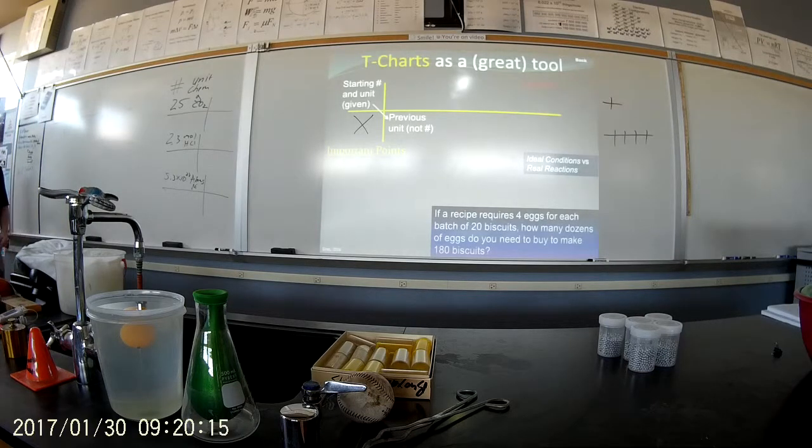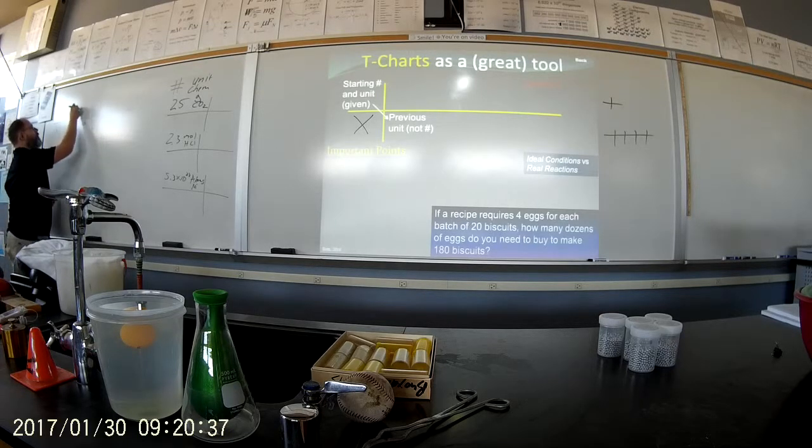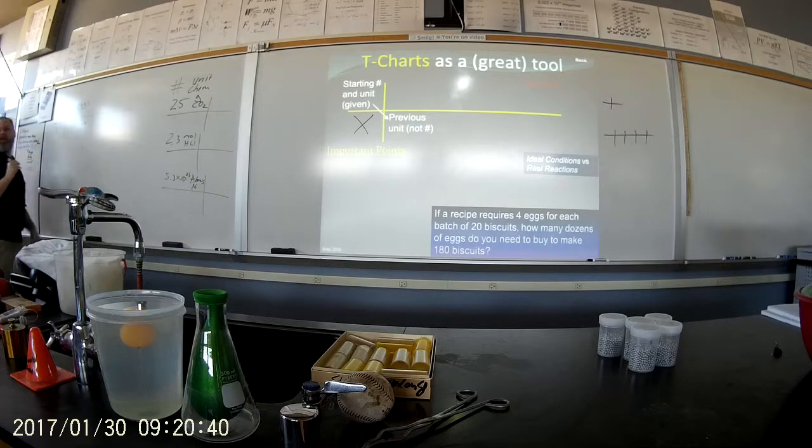What's my next step? Bring down my biscuits. I brought down my biscuits because I want my biscuit unit to cancel out. What am I converting to? From biscuits to what? Eggs. Good. Because I have a conversion from biscuits to eggs. What is that conversion? 4 eggs to 20 biscuits. For every 4 eggs I use, I'm going to make 20 biscuits. Biscuits is a fun word to say. Biscuits. Okay.